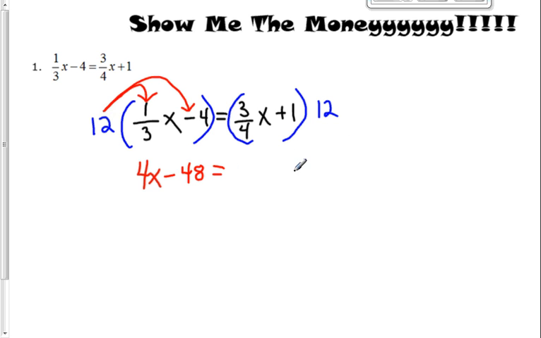Now I want to do everything on the other side times 12, because I want to keep it balanced. Whatever you do to one side, do to the other. So 12 times 3/4. I'll wait for you to do it on a calculator. You can do it on a regular calculator if you need to. 3 divided by 4 times 12. That should give you 9x. And 12 times 1 is 12.